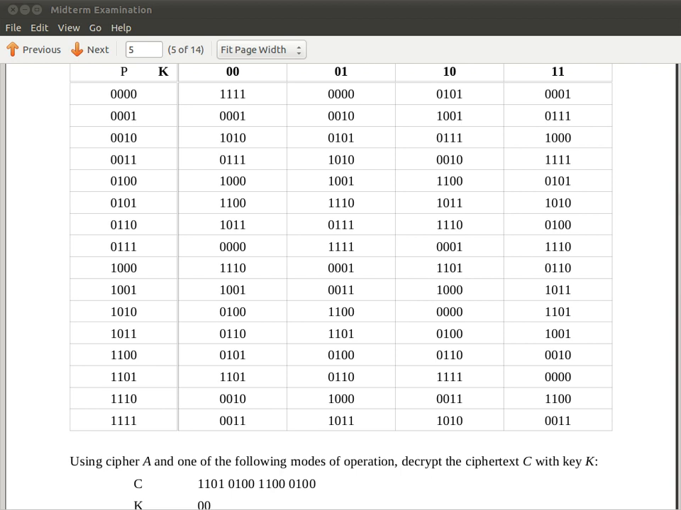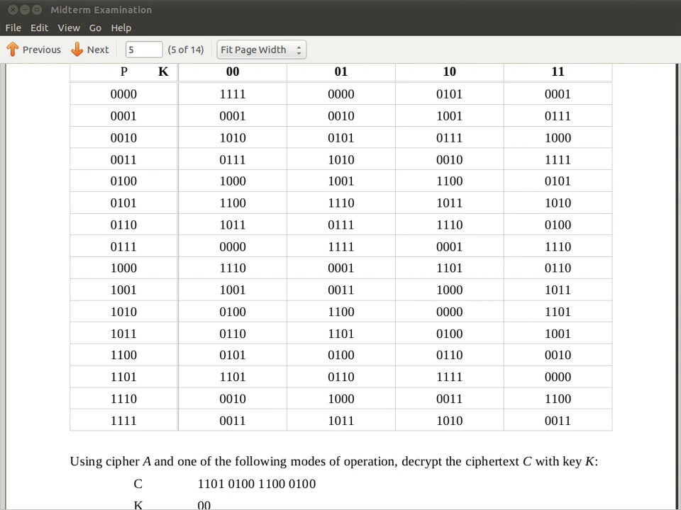Looks good. Try the next one. So when I encrypt 1101 from our cipher on the screen with key 00, it gives us 1101. Not that one. Sorry, try CFB.